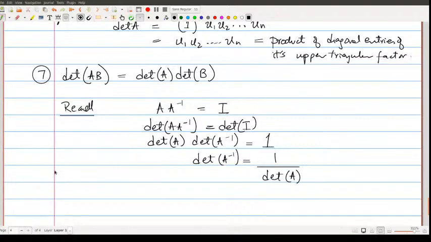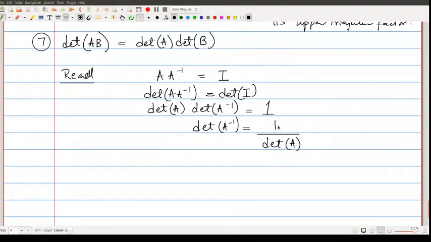And you can try it out by finding a matrix and finding its inverse, and you can see that it's just the reciprocal of the determinant. So the determinant of A inverse is the reciprocal of the determinant of A. Okay. All right.